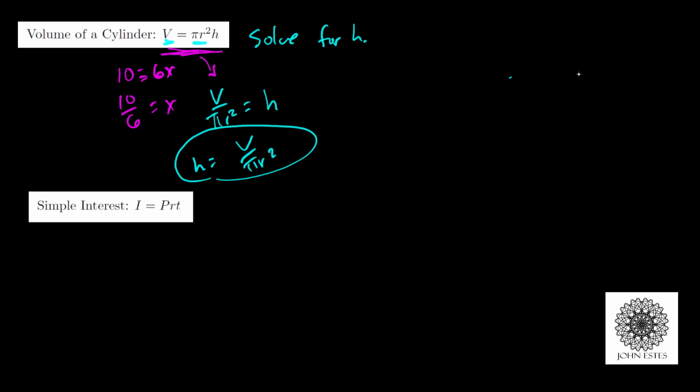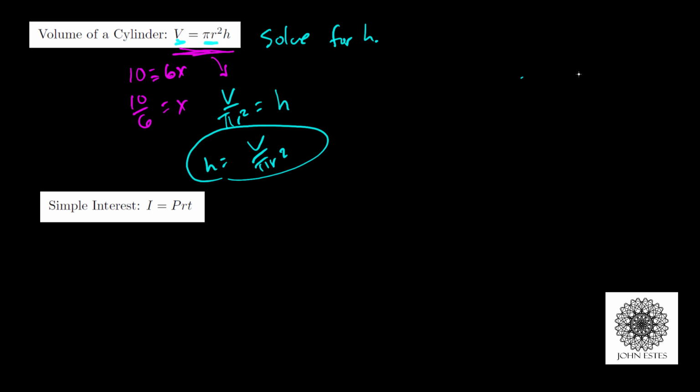So to pull an example out of the business world, here I have the simple interest formula again. I equals PRT, P being principal, R being rate, T being time, I being the interest accumulated. So I could solve here for any of these. How about I solve for P? So I'm solving for the principal.